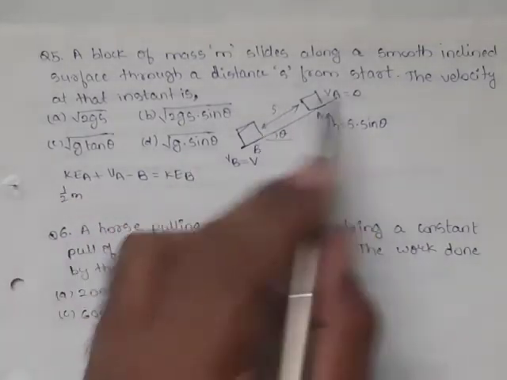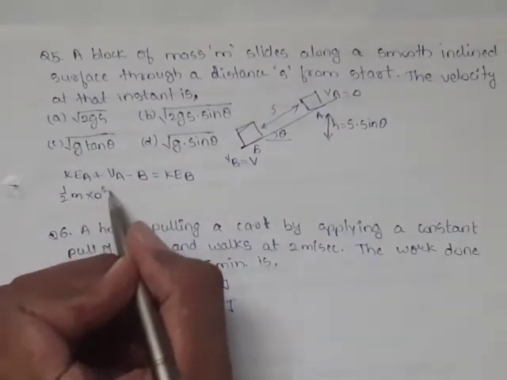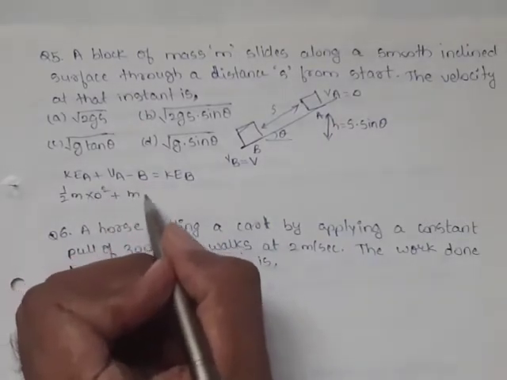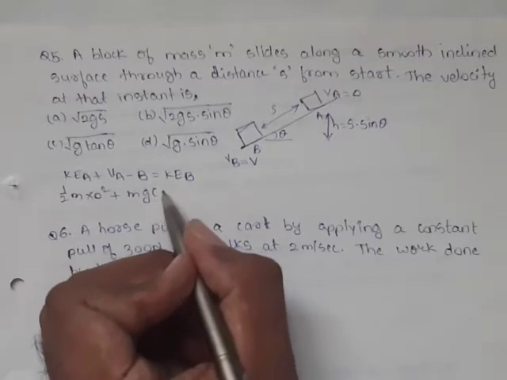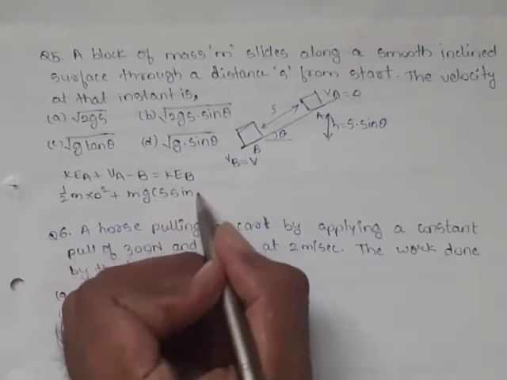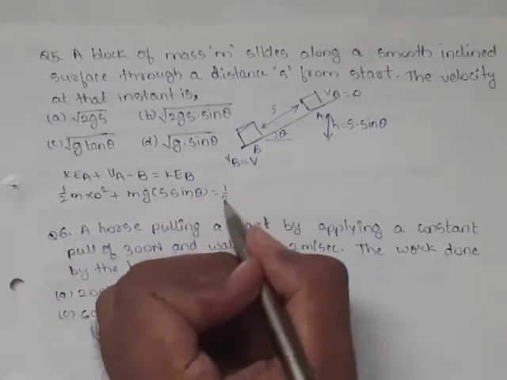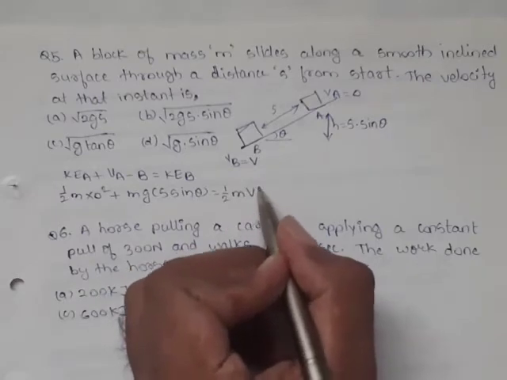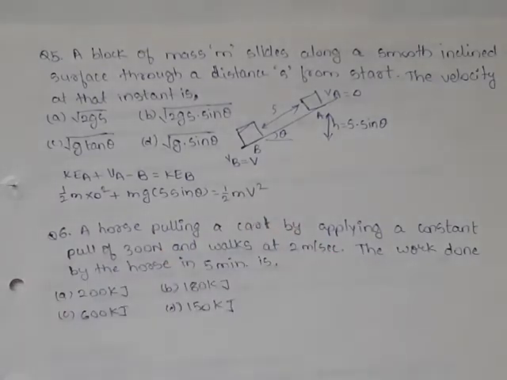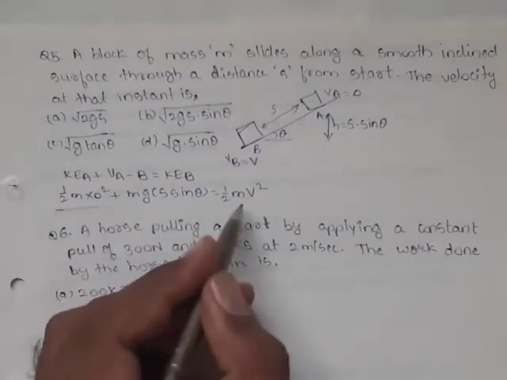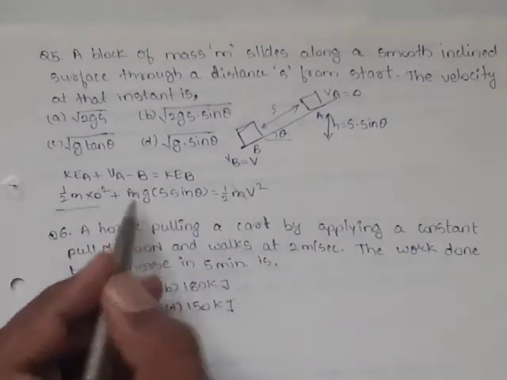What is VA square? VA square is 0 square plus mgh. What is the value of h? h is nothing but s sin theta, equal to 1/2 m. What is VB square? V square. This value is equal to 0. Again we will cancel the value of mass.